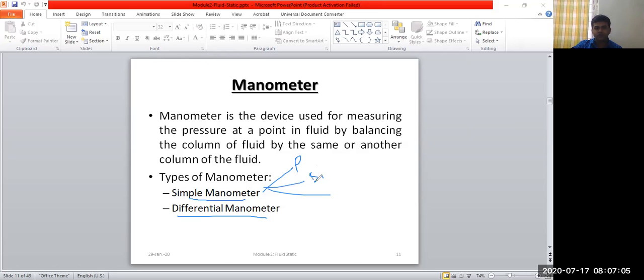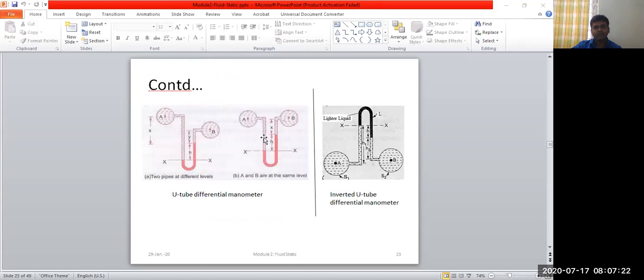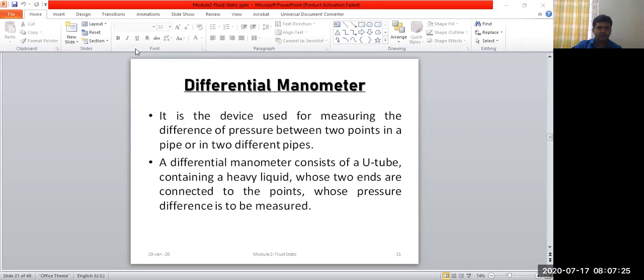In fact, after the piezometer, there is the U-tube manometer, then the single column manometer. These are three types. And now this is the differential manometer. How can this differential manometer be defined? See, this is the differential manometer. What is this?